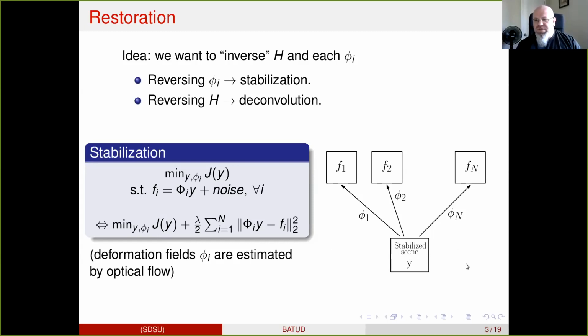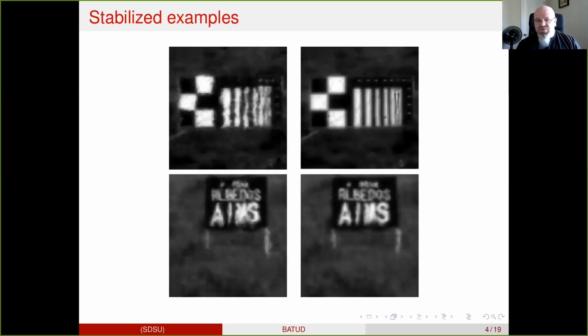To illustrate what we get from such stabilization, based on the two sequences I showed you before, this is what we get. The left column is the initial frames, which I extracted randomly from the sequence for each sequence. And on the right, you have those stabilized frames, right? You see that compared to here, for example, the bars are completely distorted, while here they are pretty straight, right? So the algorithm compensates those geometric distortions in a pretty nice way.